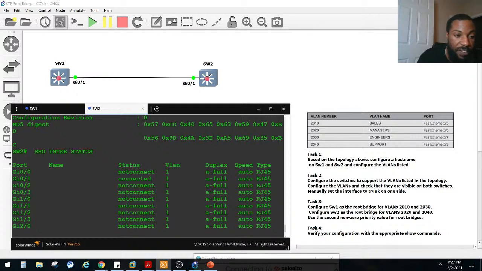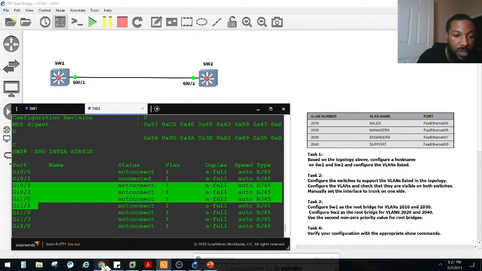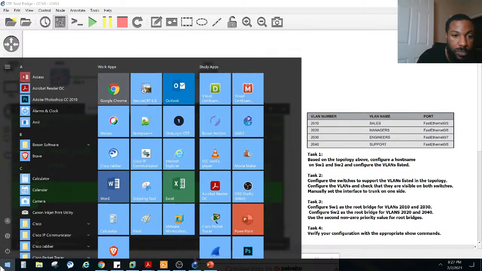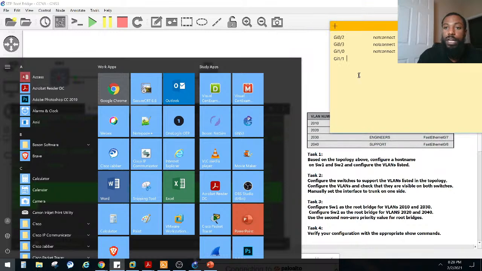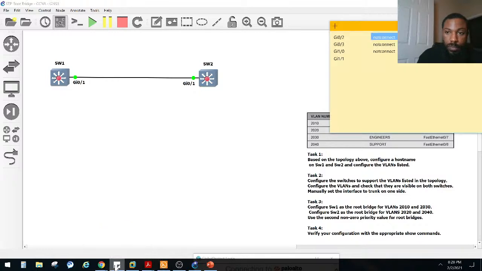Let's put these in. We needed 4 ports in those VLANs, right? 2 and 3. 1 and 0. Not 2 and 3, 1 and 0, but y'all know what I meant. Wanted to keep a note here. I said these are the ones that I'm going to put. So gig 0/2 and 0/3.